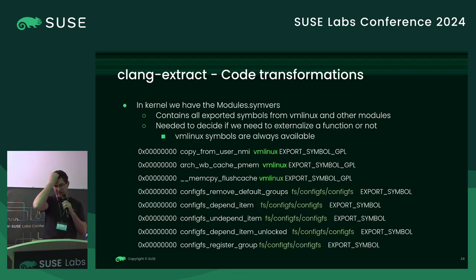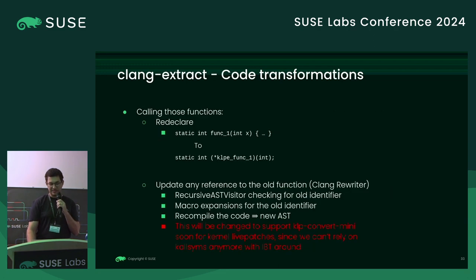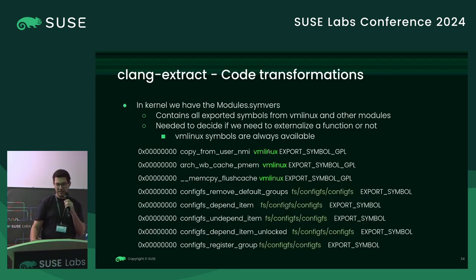So this is just an example of that module symverse file. This was added to clang-extract when we added support for kernel live patching. For each symbol that we find in the closure of the function that we are extracting, we check the source of it. If the symbol is exported from vmlinux, we can just call it because it will always be present, right? But if it's exported by another module, we need to externalize it, as shown here. So we create this kind of function pointer, we copy the same prototype from the function, and we just populate it. As we can see here in green, some functions were exported by vmlinux, and these others here were from this configfs module.